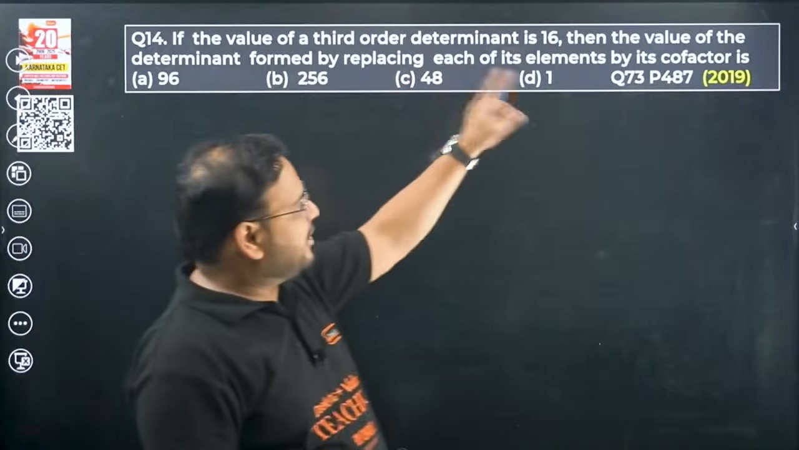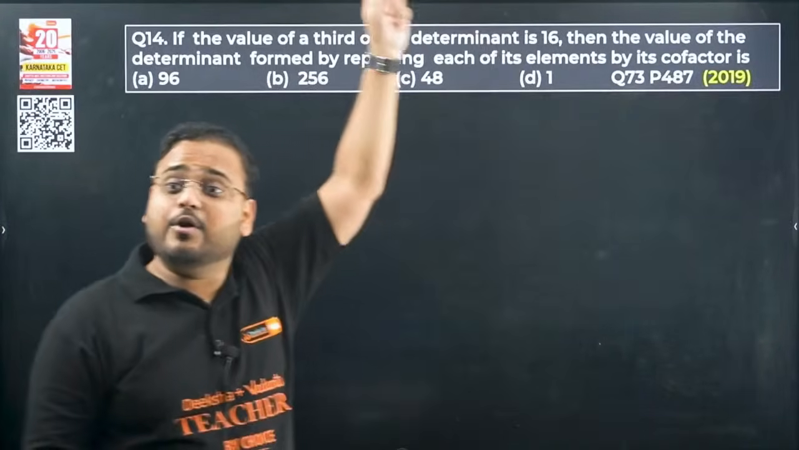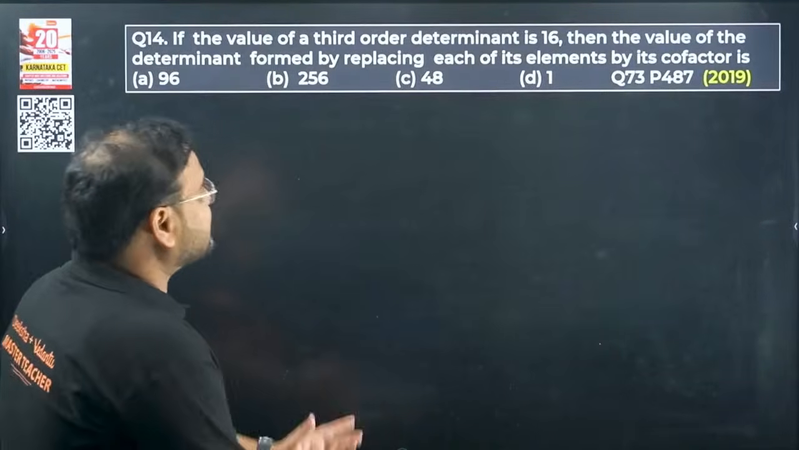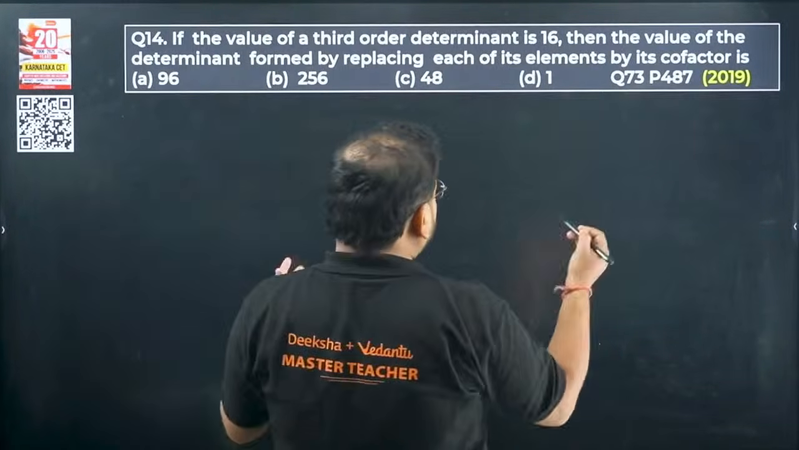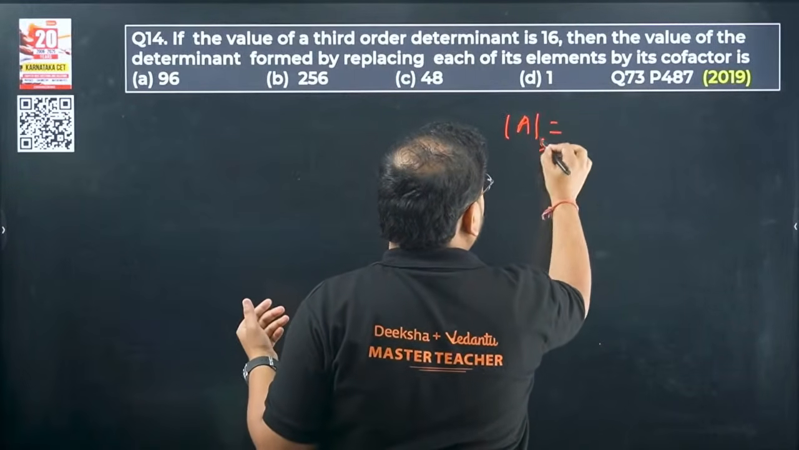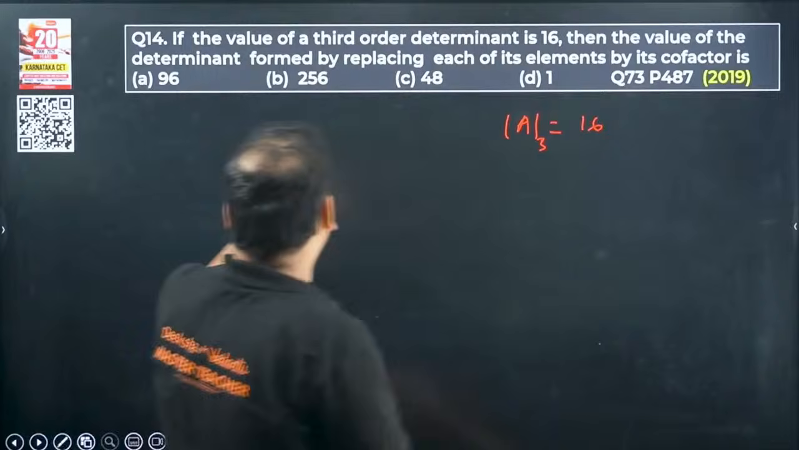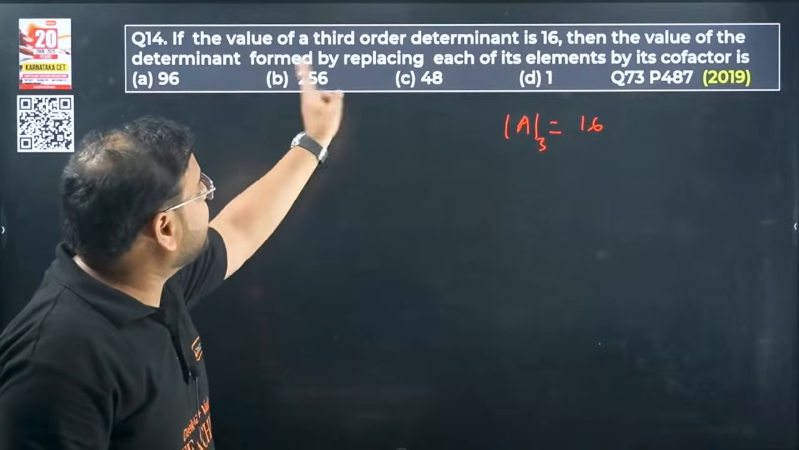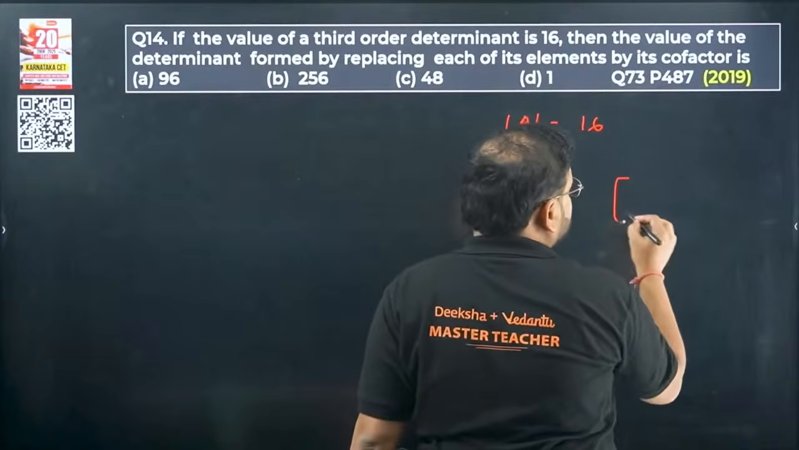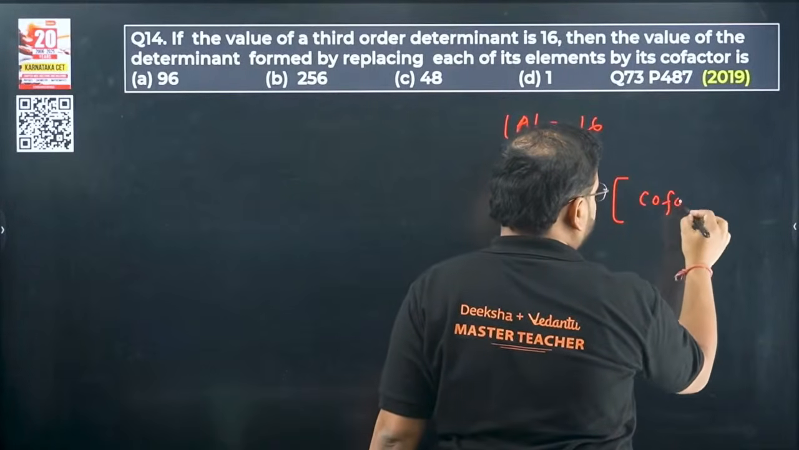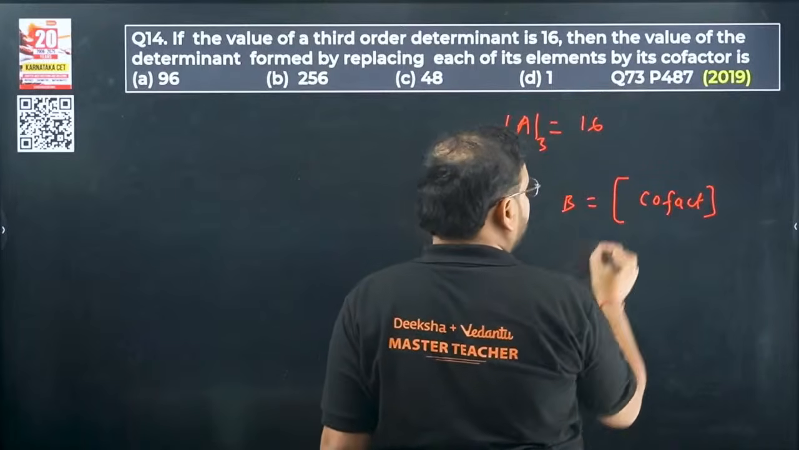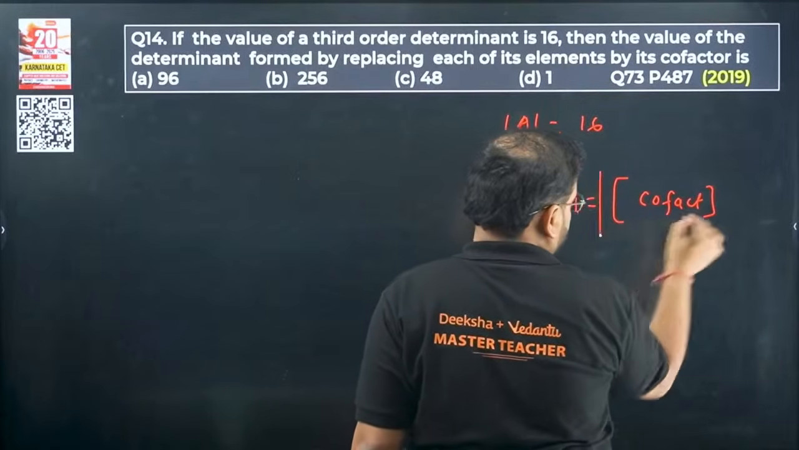From page 487, question number 73. See this, we are going to 73 now. If the value of the third order determinant is 16, so basically the determinant of a matrix of the third order is 16. They're saying the value of the determinant formed by replacing each of its elements by its cofactor. So the matrix is changed to its cofactor matrix. Let's say this is the matrix B. They're asking the determinant of this matrix.